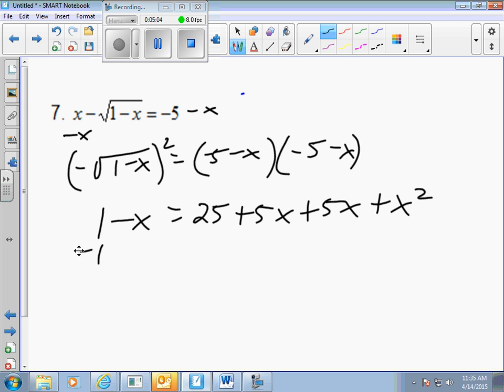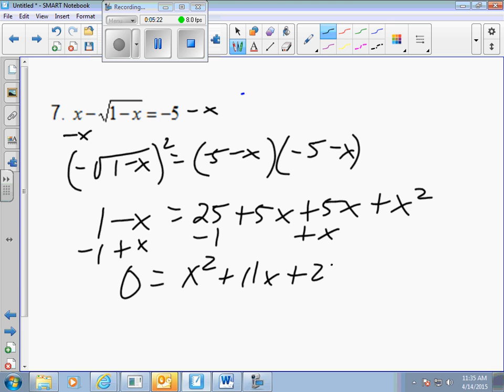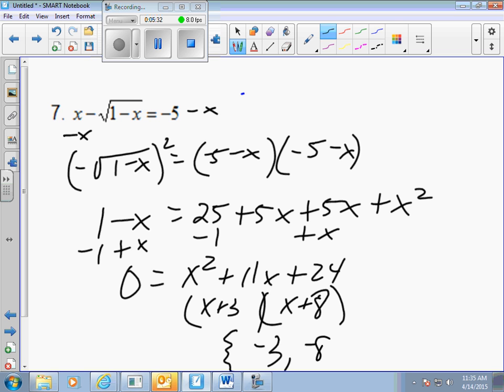And I'm going to minus 1 and add x to both sides. Because we have a quadratic, we want one side to equal 0. And before I factor it, I want my squared term first, because that's the form I regularly see it in. And that would be 11x and then 24. Factoring, I get x plus 3 and x plus 8. So my two answers are -3 and -8.